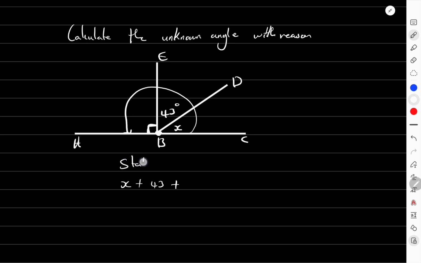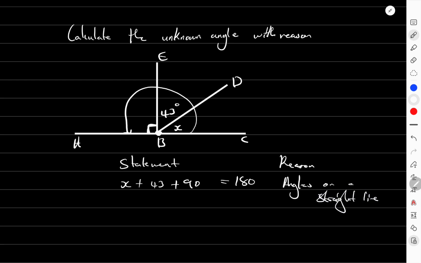Therefore, here I'm going to have a statement and here a reason. The statement: X plus 43 plus 90 combined should give us 180 degrees. The reason is angles on a straight line.